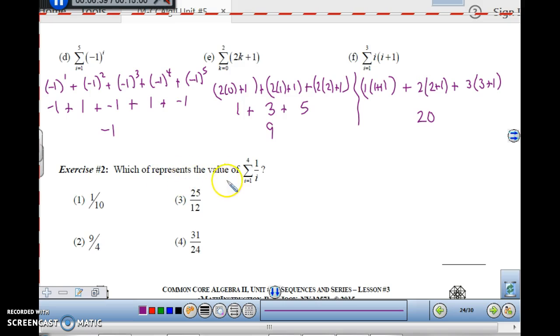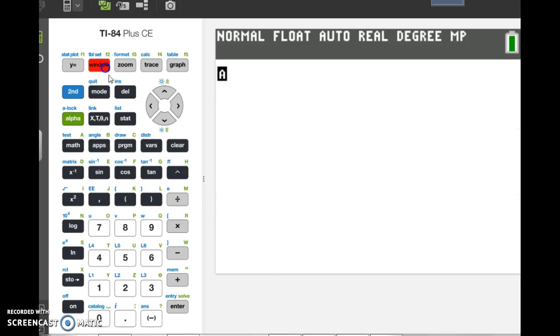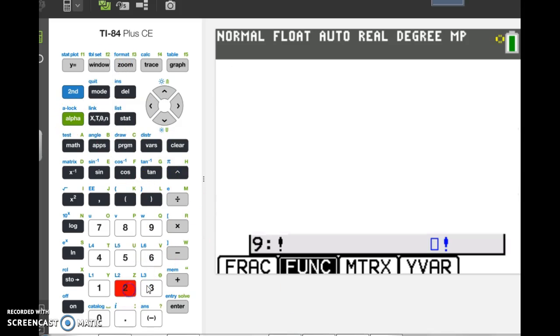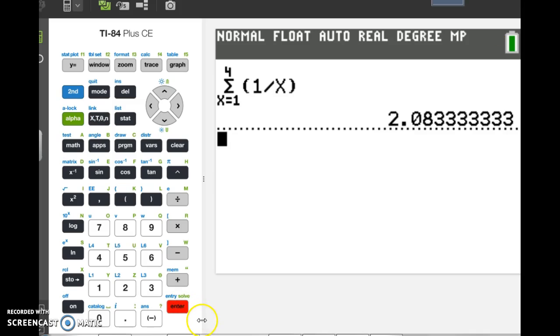Which of the following represents the value of the sum from i equals 1 to 4 of 1 over i? Okay, so this one I'd probably put in my calculator. Grab my calculator, alpha window key. I'm going to use summation. All right, so I have x equals 1, and I'm going up to 4 of 1 over x, so 1 divided by x. Okay, enter. And I get this.